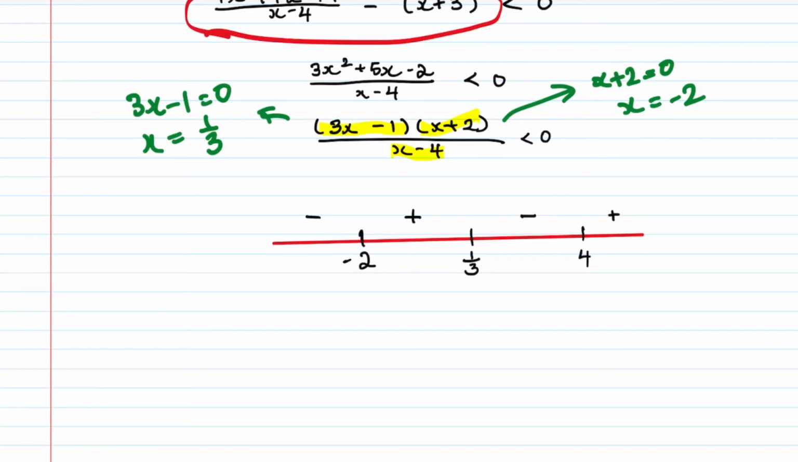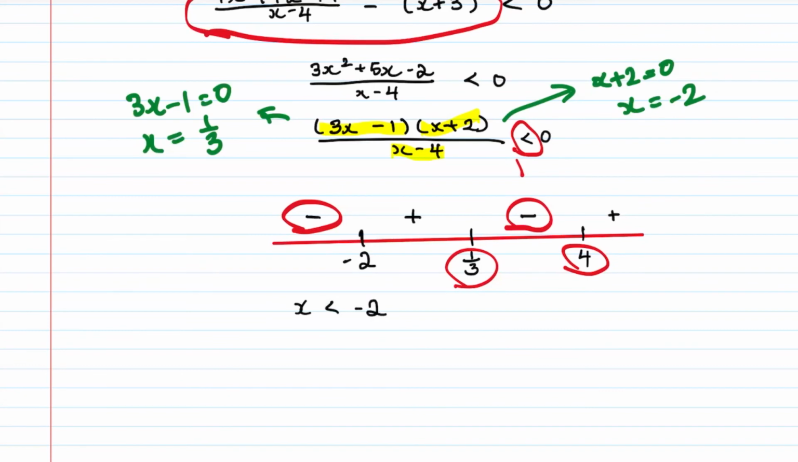Since the question is asking you for all the values that are going to be less than 0, you just need to find all the parts of this number line that have values less than 0, meaning to say that they have to be negative values. So for us to have negative values, we only have a few parts, which is that anything that's going to be less than minus 2 and anything that is going to be between 1/3 and 4. So which is why your answer is going to be x is less than minus 2, or the value between 1/3 less than x less than 4.